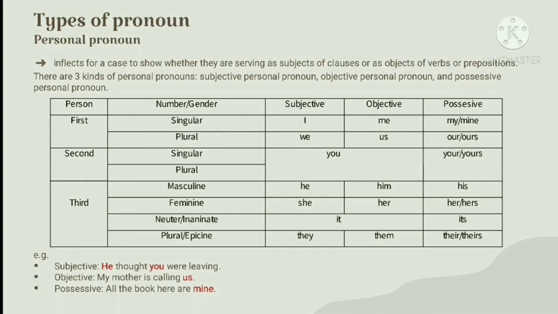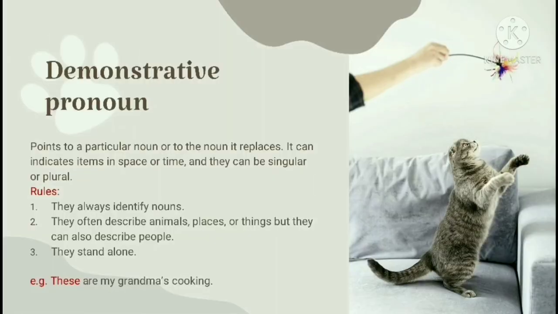Okay, next, the second type is demonstrative pronoun. A demonstrative pronoun points to a particular noun or to the noun it replaces. Demonstrative pronouns can indicate items in space or time, and they can be singular or plural. Also, when used to represent a thing or things, it can be either near or far in distance or time.